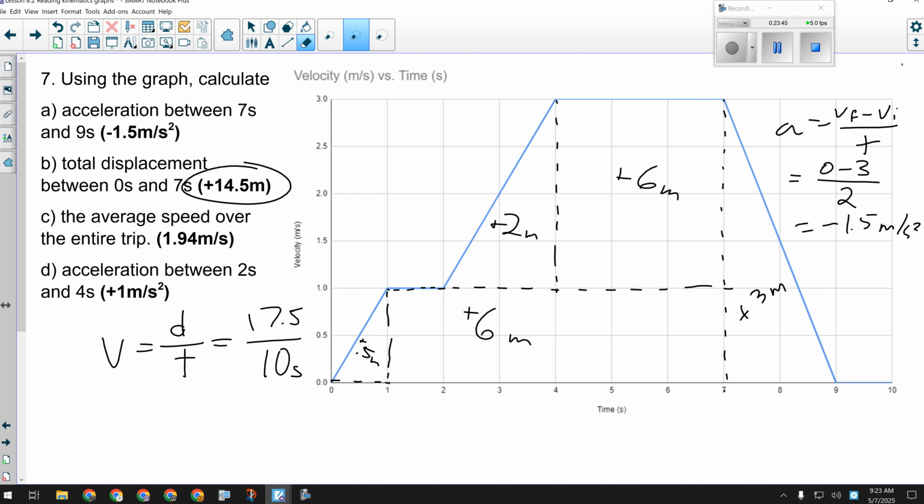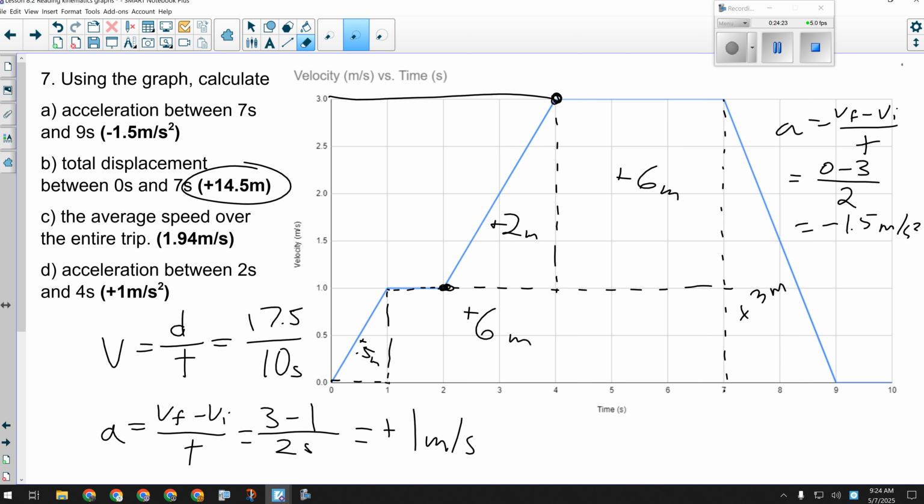All right, the last thing the question wants is the acceleration between 2 and 4 seconds. So that's starting here and ending here. All right, formula for acceleration, Vf minus Vi over t. Okay, we already know that between 2 and 4 seconds, there are 2 seconds. All right, so we got the bottom already figured out. Okay, Vf is 3. Vi is 1. 3 minus 1 is 2, divided by 2, okay, is positive 1 meter per second squared.